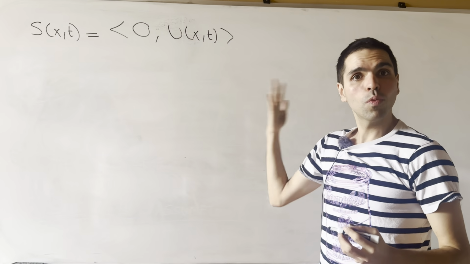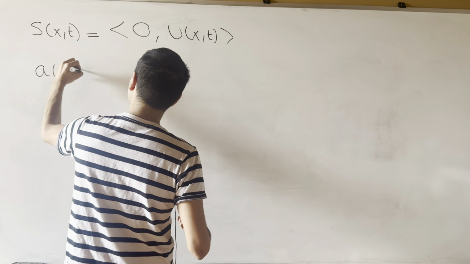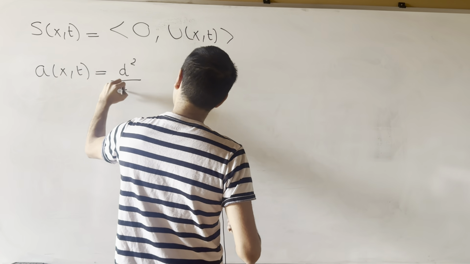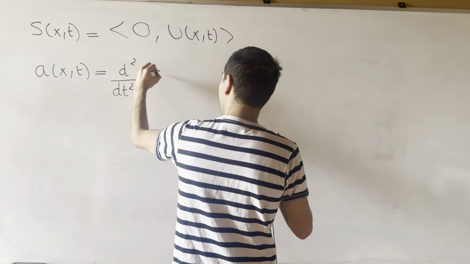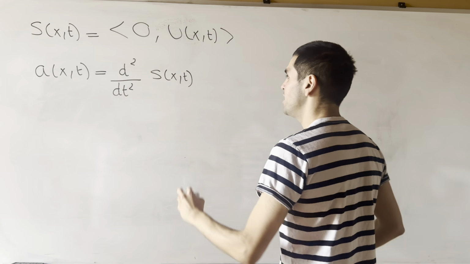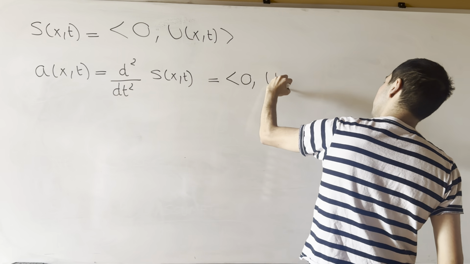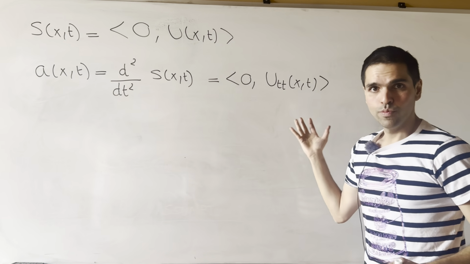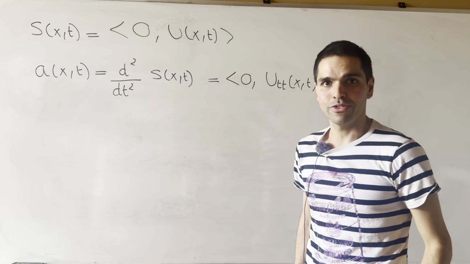And in particular, what is the acceleration? The acceleration is just the second derivative of s with respect to t. So d squared over dt squared of s of x,t. And then just differentiating both components, we get 0 and then u_tt of x,t. So we are done with the a part of F equals ma.